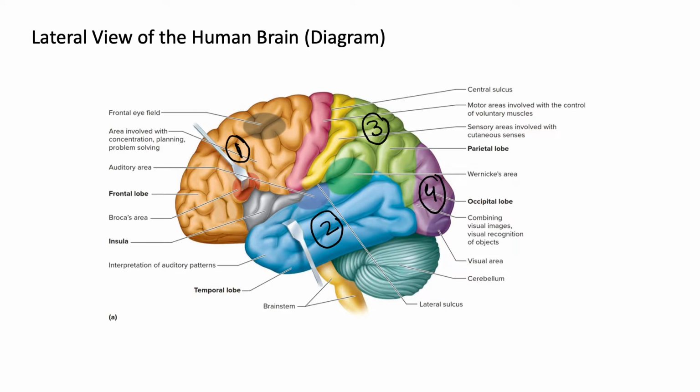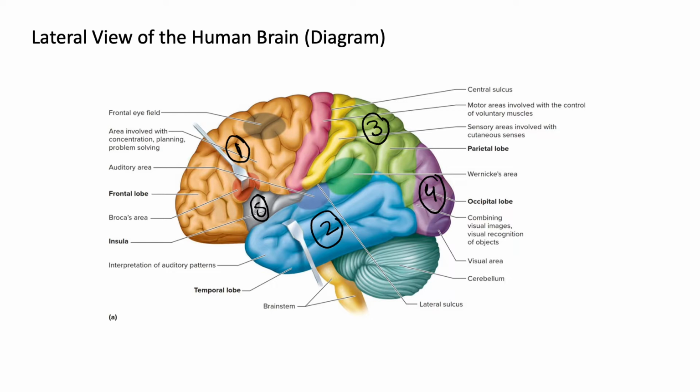There's a fifth lobe also, which is called insula. I'm highlighting here as number 5. If you pull apart, if you separate frontal lobe and temporal lobe, you will be able to see the insula.